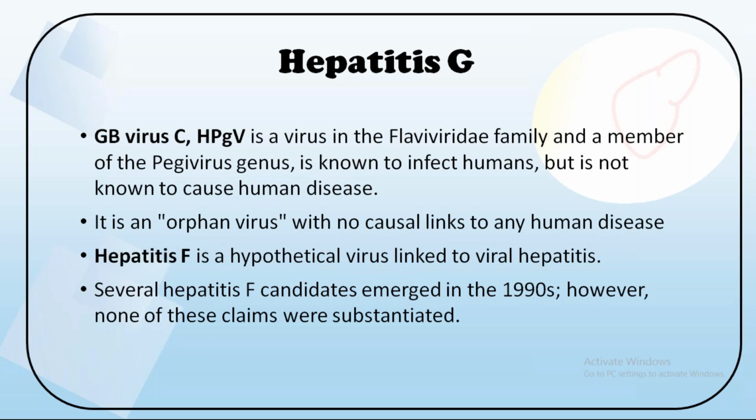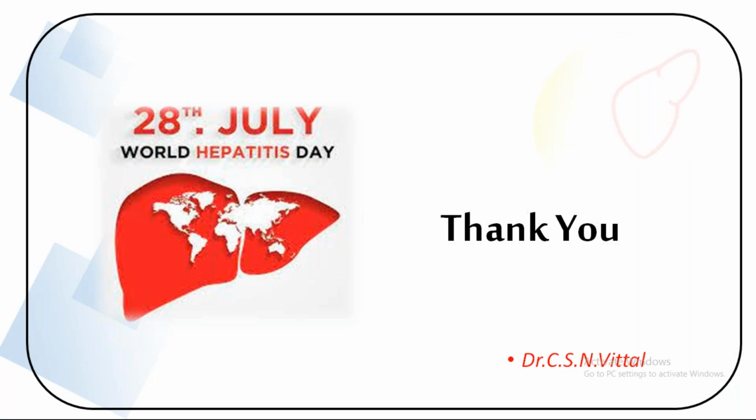So when you get a suspicion, after E, why has G come, what happened to F? Several attempts were made, and hepatitis F is a hypothetical virus. Several hepatitis F candidates emerged in the 1990s, but none of them could be substantiated. So they left F as a possibility, but G they have already identified, but there is no disease identified with hepatitis G in human beings.